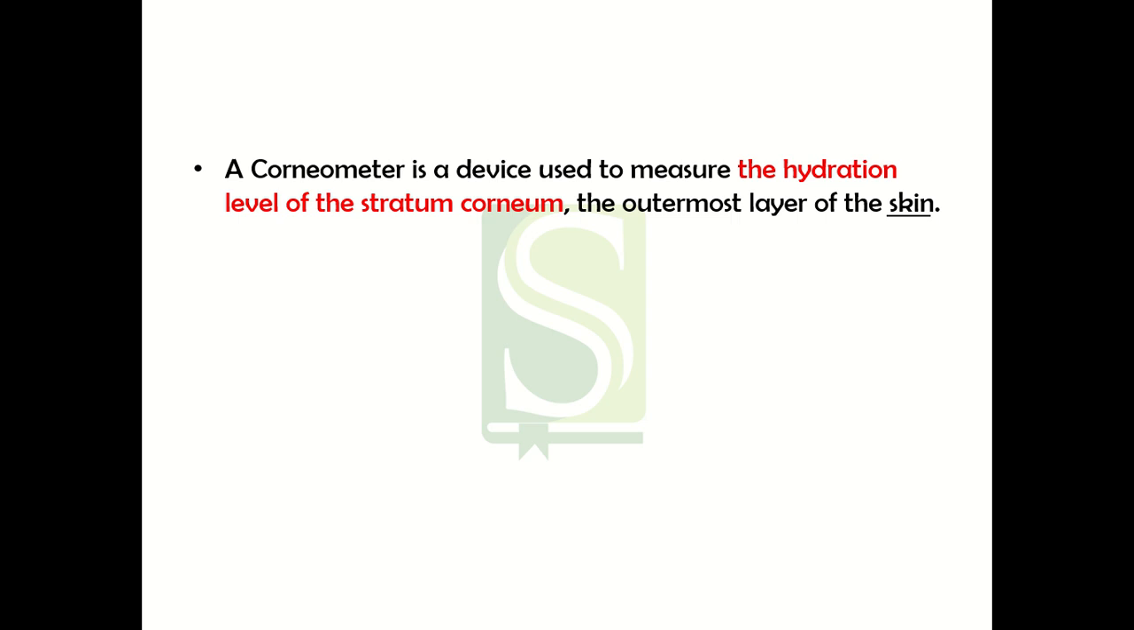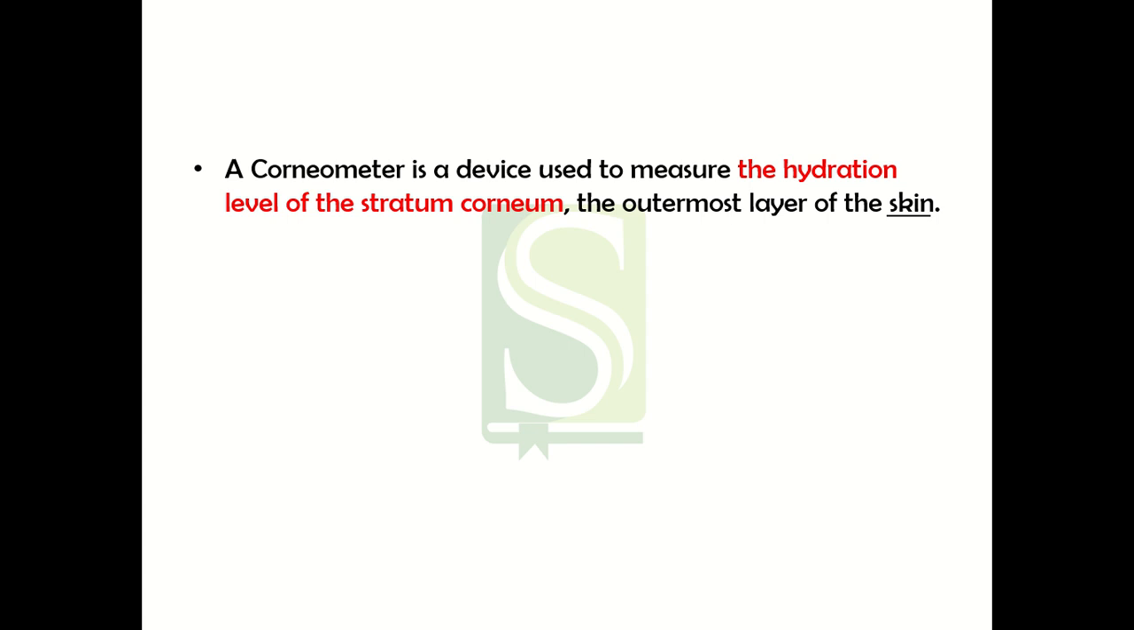Stratum corneum is the outermost layer of your skin. The amount of water present in the stratum corneum is going to determine the appearance of your skin. If it lacks water, then your skin is going to be scaly and dry. If the stratum corneum is hydrated, then the appearance of the skin will be good.